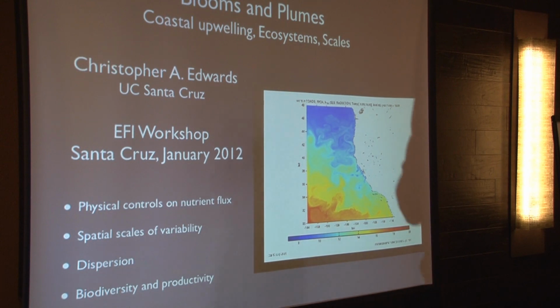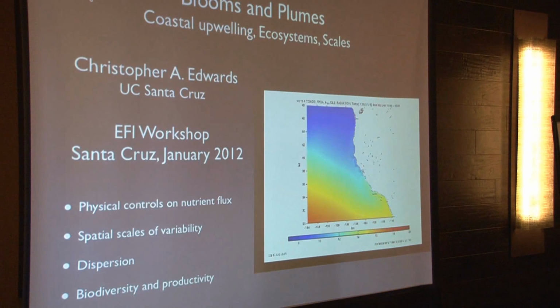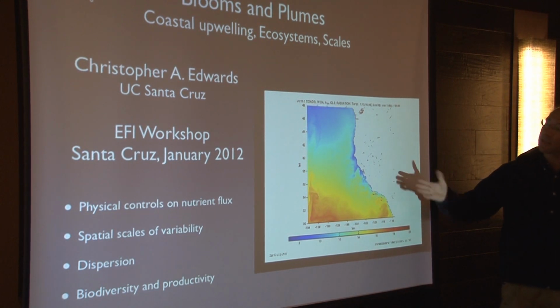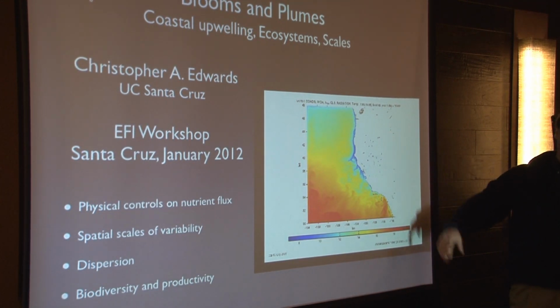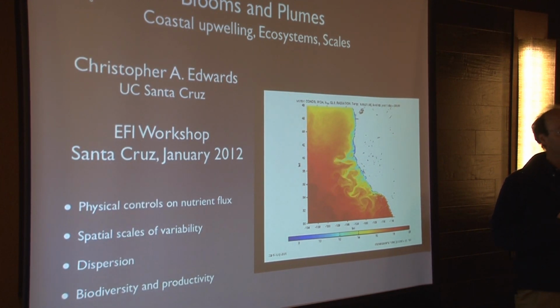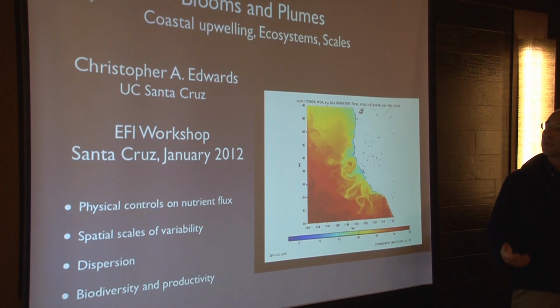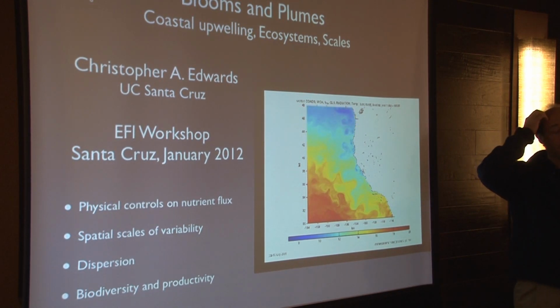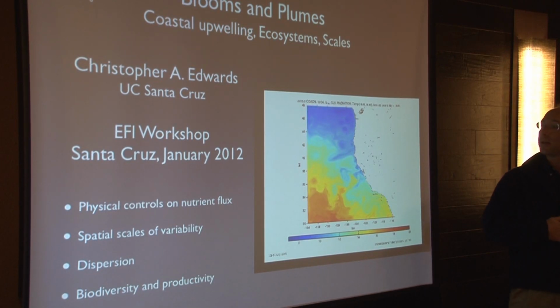Let me just run that again. This particular movie shows sea surface temperature in the simulation off the coast. And if you can see it, it's a spin-up problem. So right in the beginning, there's some adjustment to initial conditions. But you can see it very quickly devolves into a series of eddies and submesoscale features that are really quite mesmerizing. And I think this is one of the things that is useful in thinking about the plumes and blooms and filaments that exist off the coast here.